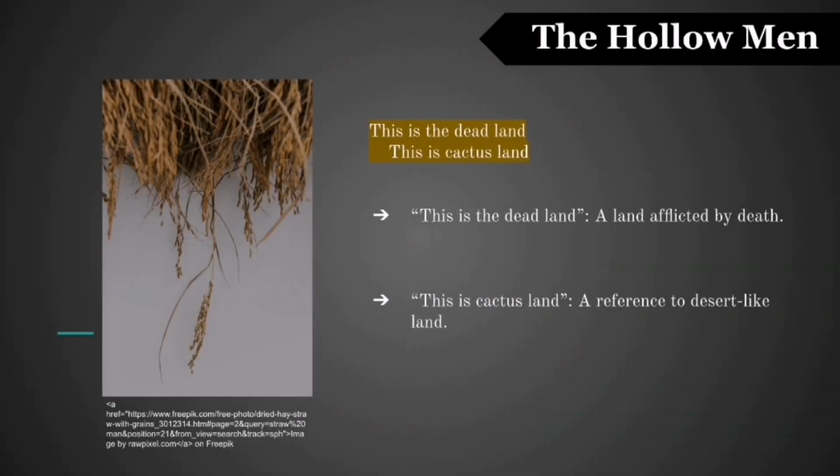There are other two lines that can be taken as metaphors in the third part of the poem. The first one, "This is the dead land," seems to refer to a land that is afflicted by a great number of people's deaths. It is as if people there are dead in life as well. In the second metaphor, "This is cactus land," the word cactus makes reference to a desert-like land. There are still people living there, but it seems that no one is there at the same time. People in the poem perceive the land as dry and devastated.